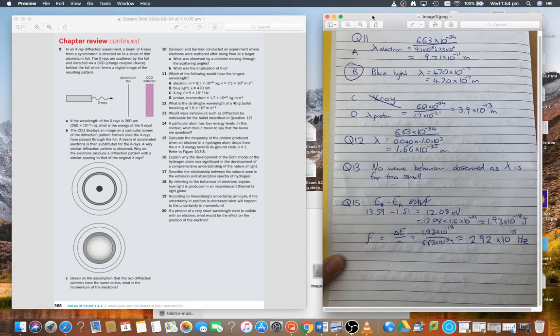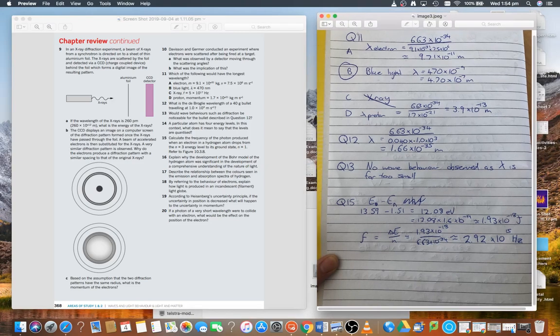All right. So I've picked a few. Let's go through question 11. Which of the following would have the longest wavelength? And they've got a few different particles and photons there.